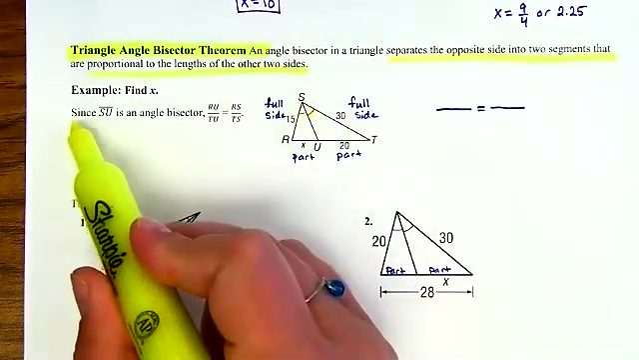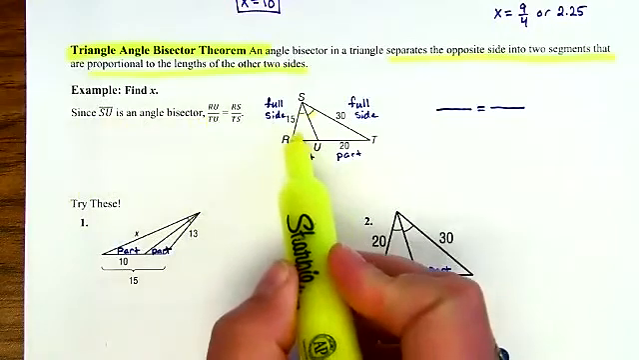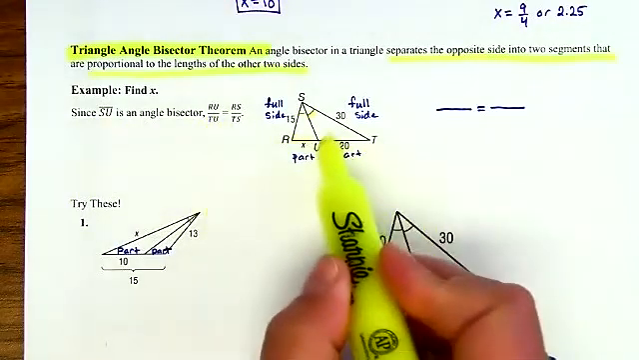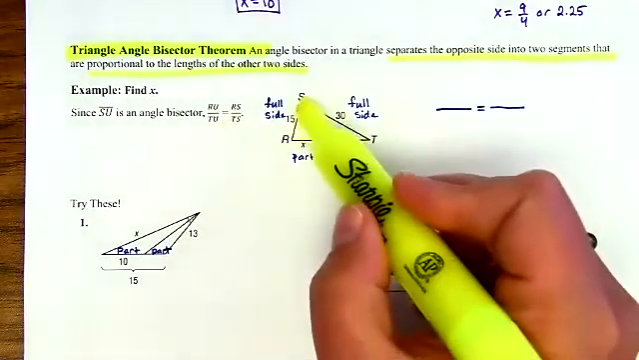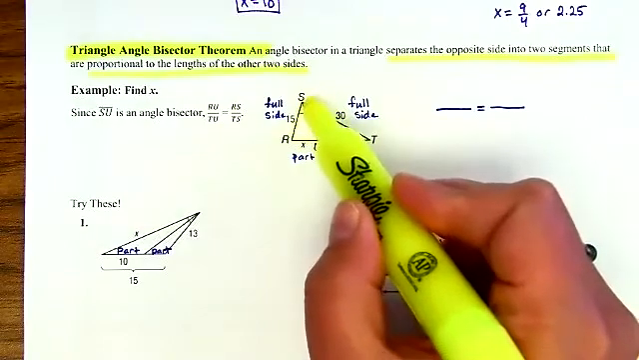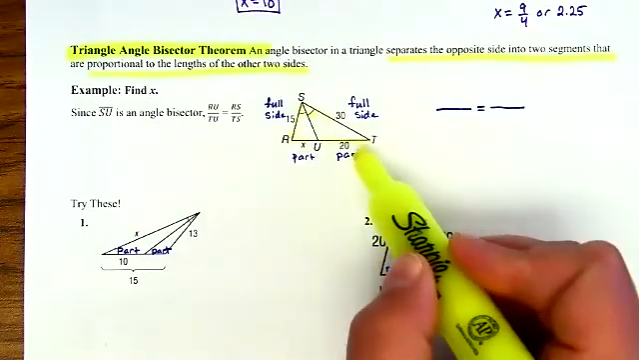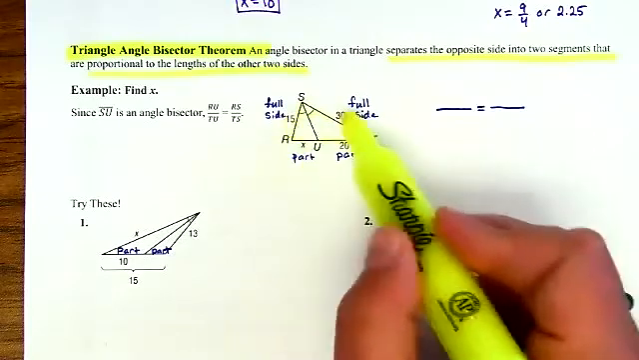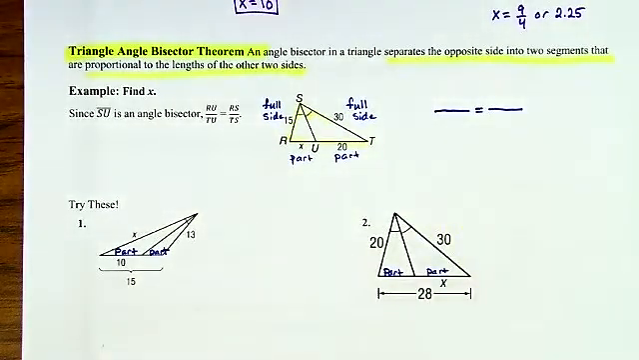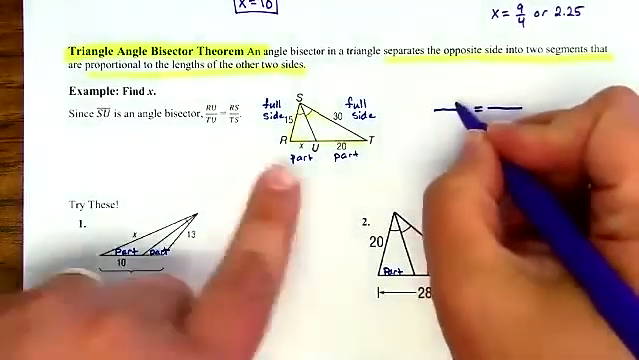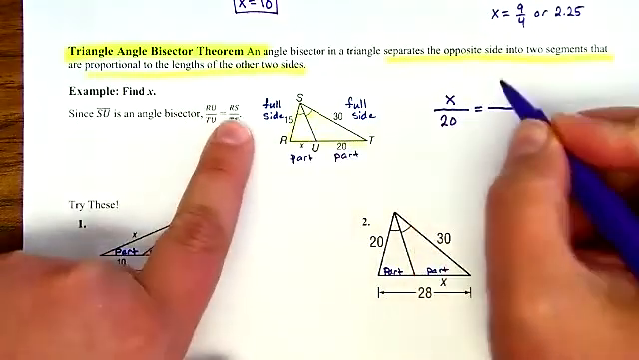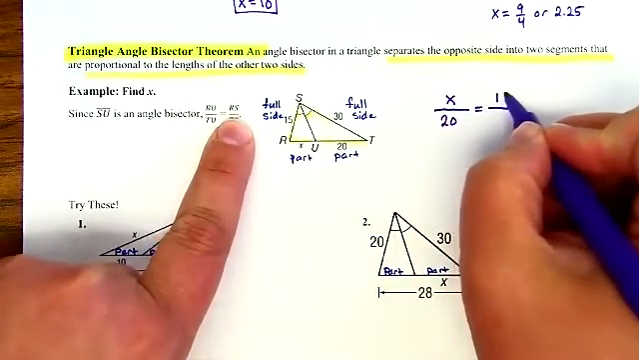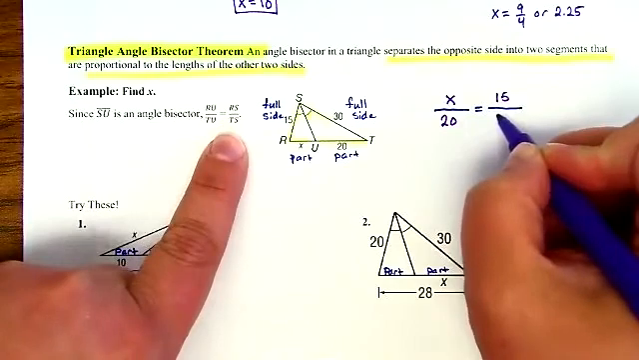And what it says is that since SU is an angle bisector, then RU, that's this part, over TU, that's this part over here, is equal to or proportionate to RS over ST. Okay, so the part over part is equal to the full side over the full side. All right, let's go ahead and set that up as a proportion. Isn't this exciting? All right, so I've got X is RU over TU, that's 20, and RS is 15 over TS, which is 30.